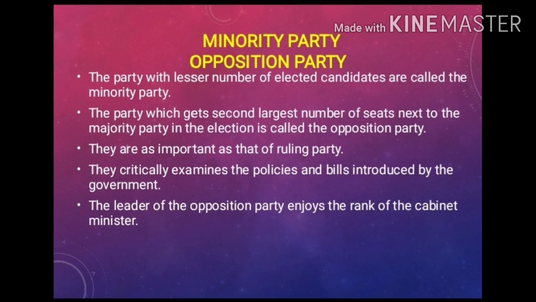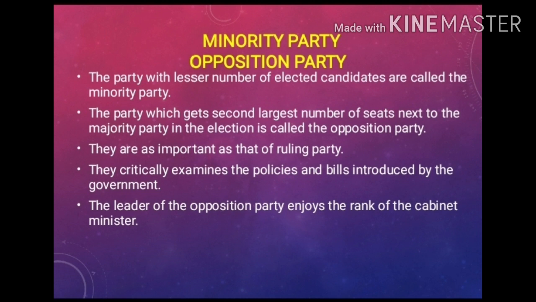The party with a lesser number of elected candidates is called the minority party. So if an election takes place and a party wins only a few places, they become the minority party and the members become minority party members. The party which gets the second largest number of seats next to the majority party becomes the opposition party. So they oppose the government.